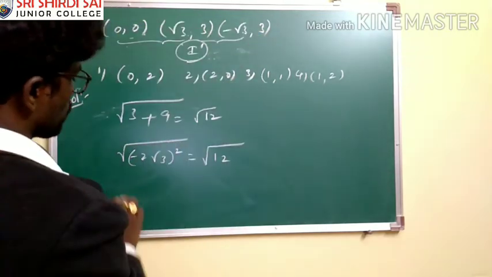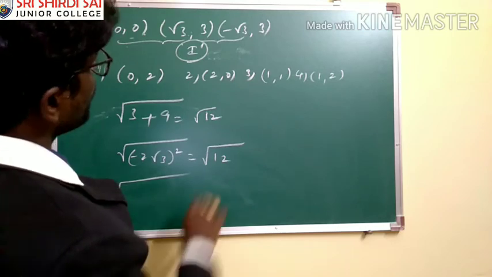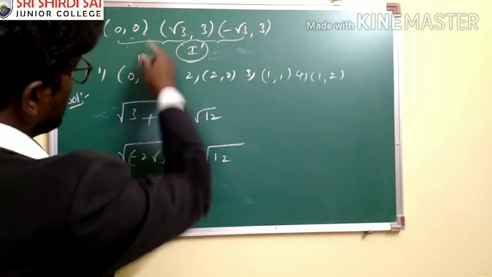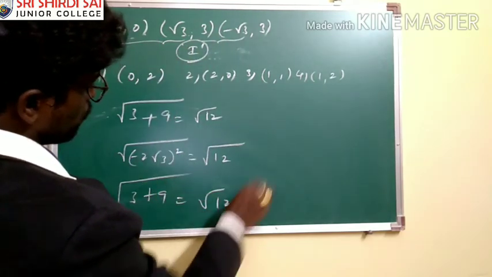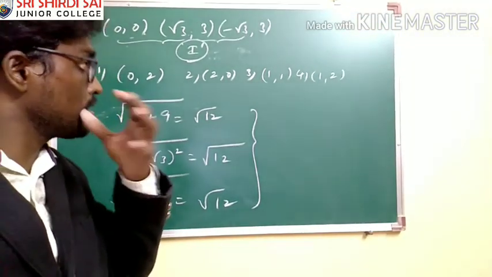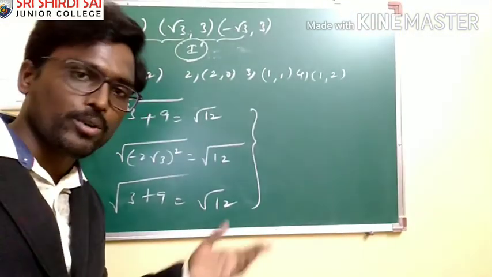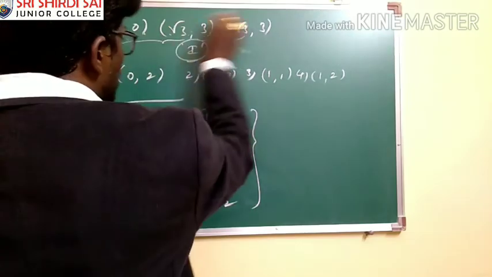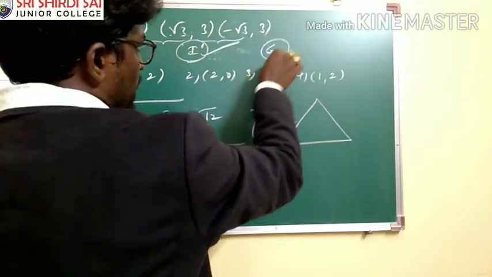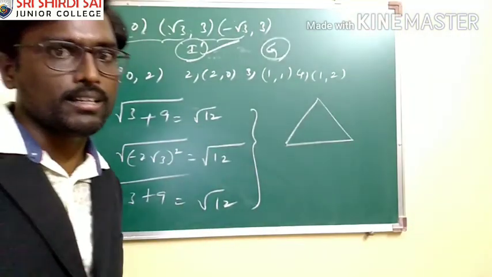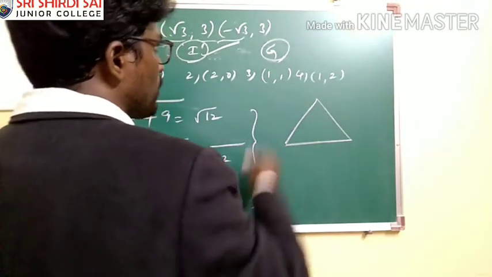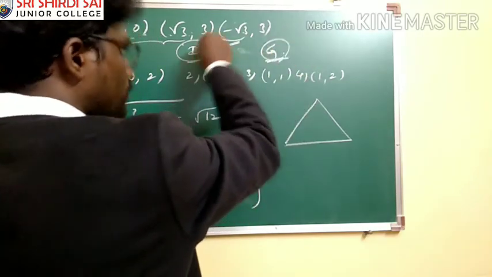And the distance between these two: (minus root 3 minus 0) whole square means 3, and (3 minus 0) whole square means 9, root 12. See how simply we could understand how the irrational coordinates frame an equilateral triangle. You can remember this point. Therefore, the given coordinates frame an equilateral triangle. In an equilateral triangle, the incenter coincides with the centroid. Calculating the incenter is more difficult than calculating the centroid, hence we trace out the coordinates of the centroid, and they are the coordinates of the incenter also.